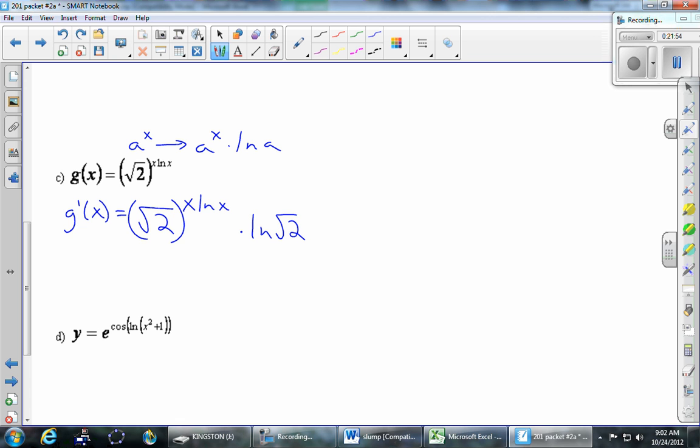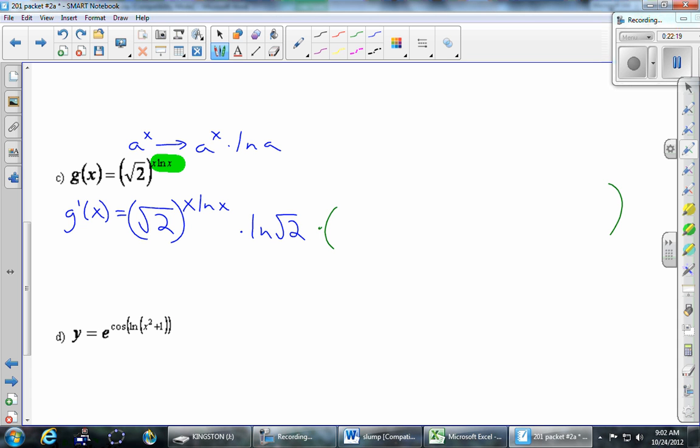But then we have to say, wait a minute, it wasn't just root 2 to the x, it was root 2 to something complicated. So the chain rule is going to come in and say multiply by the derivative of that stuff that's highlighted in green. What rule do we use for the stuff highlighted in green? Product rule. So let's try.